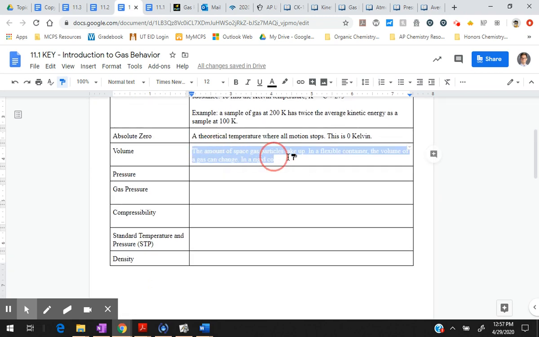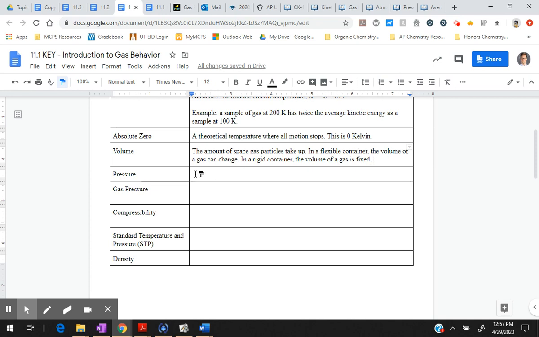Volume we've talked about before. We know volume is the amount of space that something takes up. In relation to gas particles, volume can mean two things. If it's in a flexible container, the volume of the gas can change because we know gases can take up the space of the container they're in. If that container is flexible and the gas expands, then the container will meet the volume of the gas where it's at. If it's a rigid container, the volume of the gas is fixed.